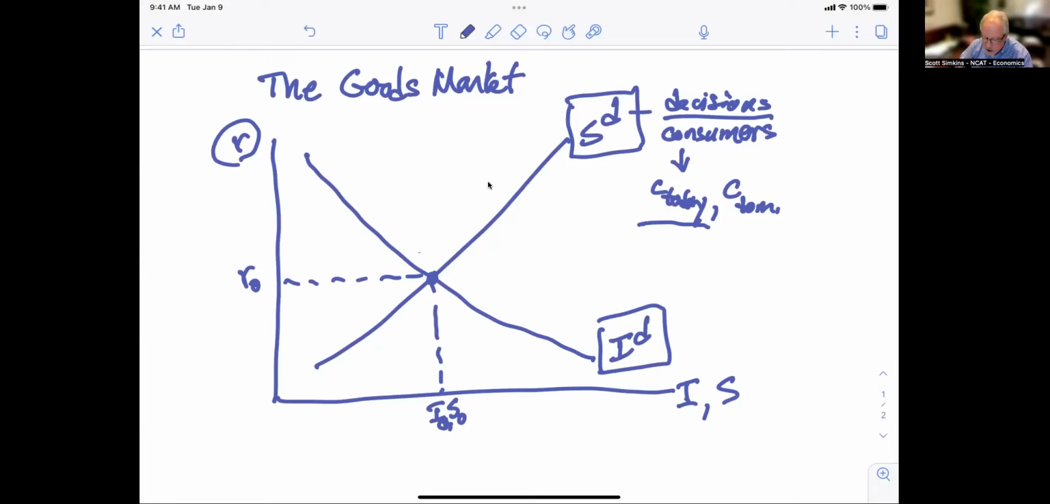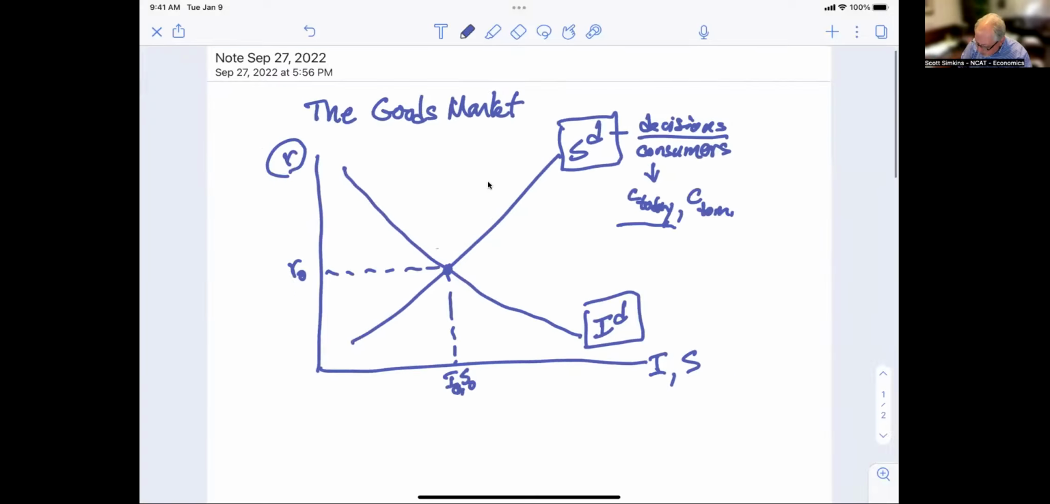And then a change in wealth will cause you to want to either consume more today or less today, an increase or decrease in the stock market, for example. All right. Now, that is part of what's behind the S curve, the national saving.